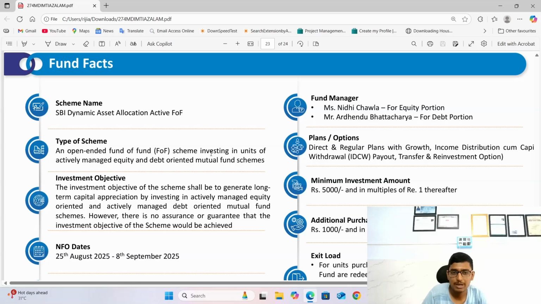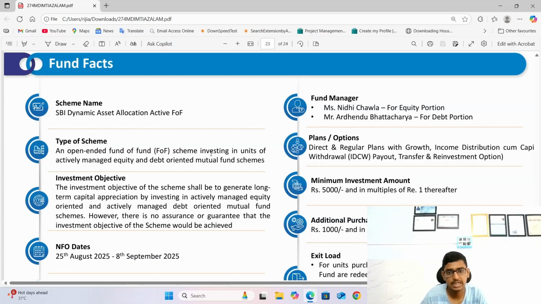And now we get to see some facts about this fund. The name of the fund is SBI Dynamic Asset Allocation Active Fund of Funds. It is an open-ended fund scheme investing in units of actively managed equity and debt-oriented mutual fund schemes. So what is the objective of this scheme, or why was this fund started? The investment objective of the scheme shall be to generate long-term capital appreciation by investing in actively managed equity-oriented and actively managed debt-oriented mutual fund schemes. However, there is no assurance or guarantee that the investment objective of the scheme would be achieved.